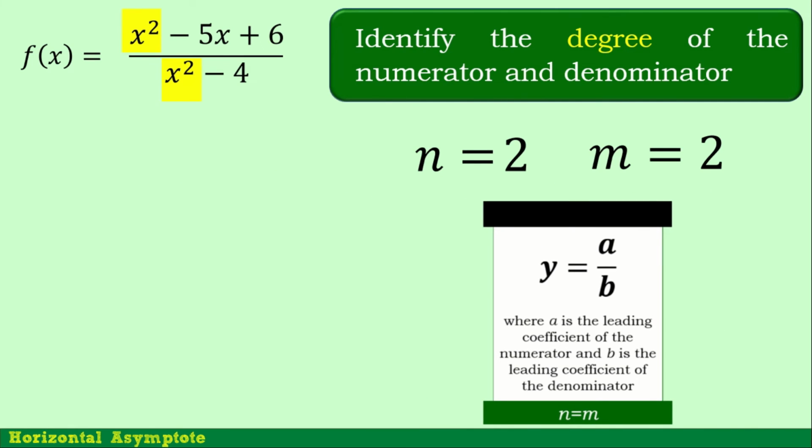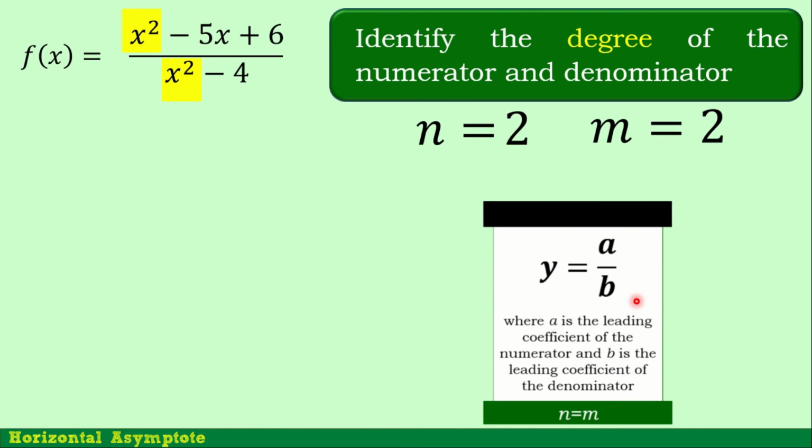To find the horizontal asymptote, we will be looking for a and b, because y is equal to the quotient of a and b. That would be our horizontal asymptote. Now a is the leading coefficient of the numerator. The leading coefficient of x squared is 1. And b is the leading coefficient of our denominator. We have x squared again, and the leading coefficient is 1, similar to our a. So a and b are both 1.